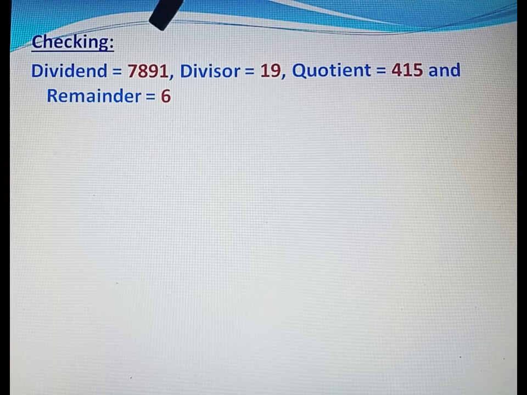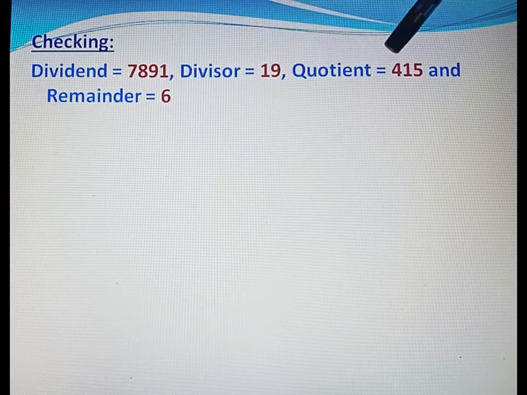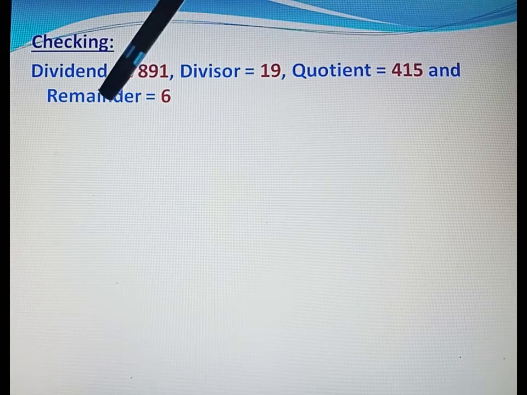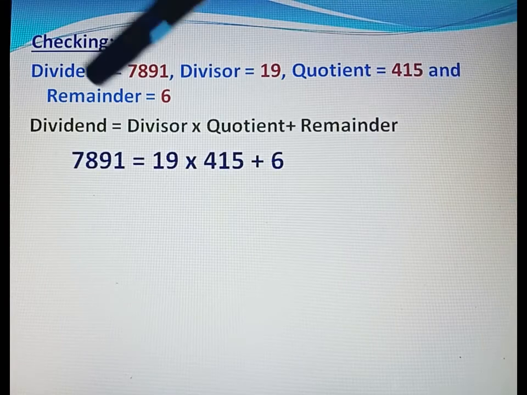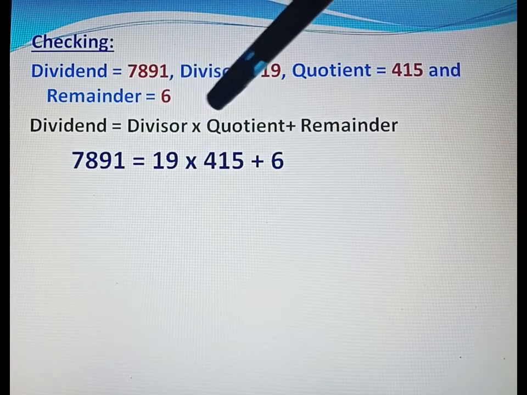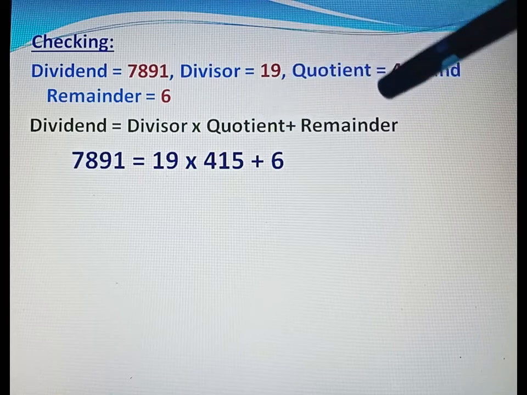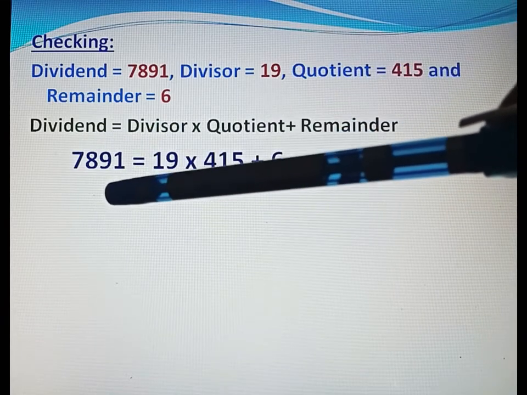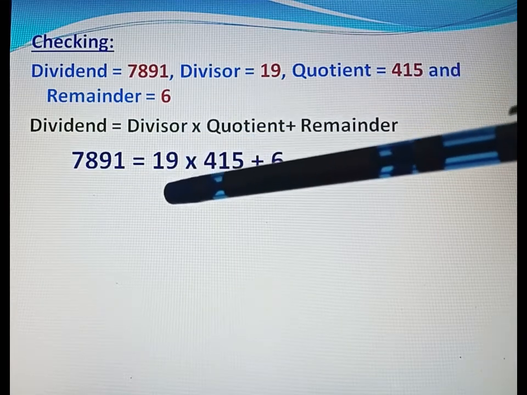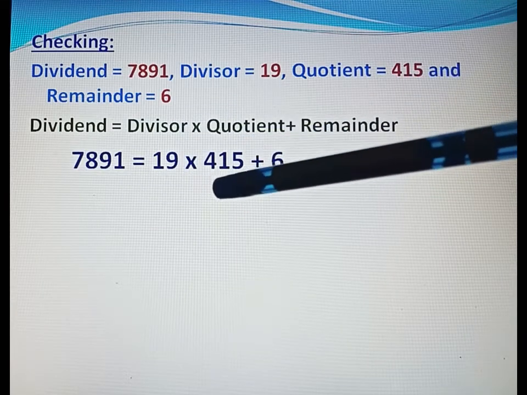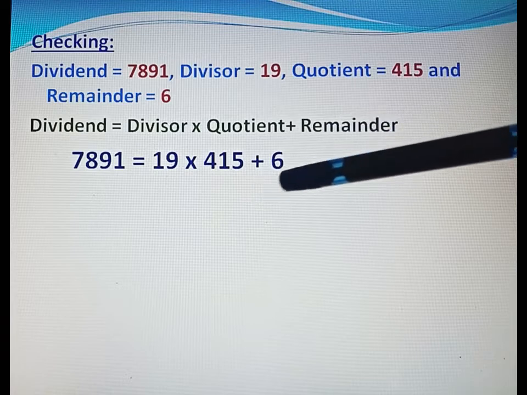Here dividend equal 7891, divisor equal 19, quotient equal 415 and remainder equal 6. Now write formula. Dividend equal divisor multiply quotient plus remainder. Dividend 7891 equal divisor 19 multiply quotient 415 plus remainder 6.